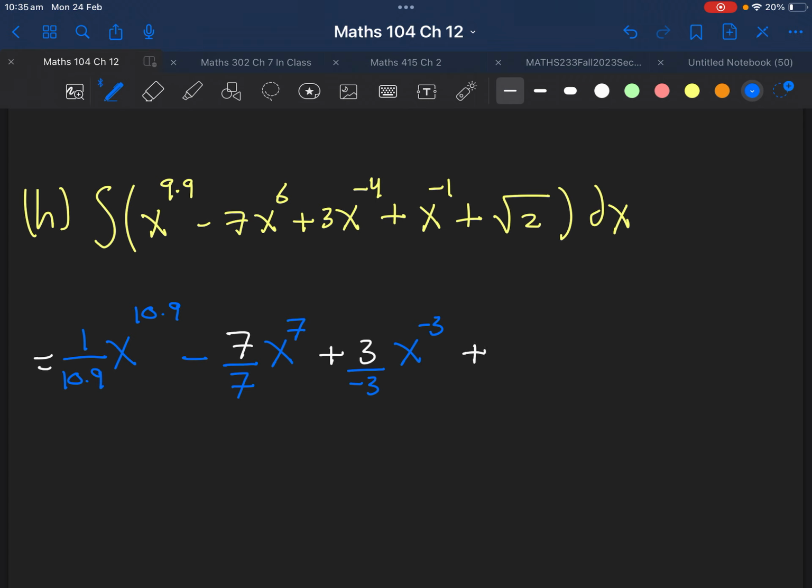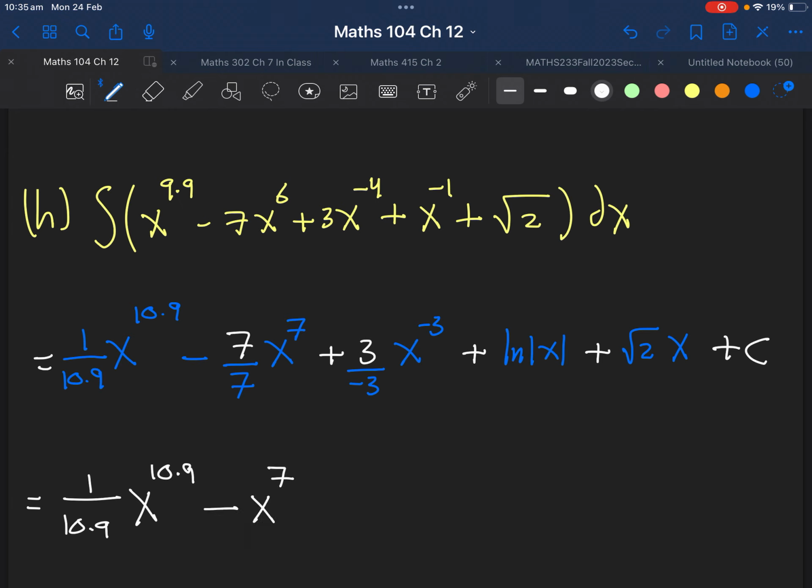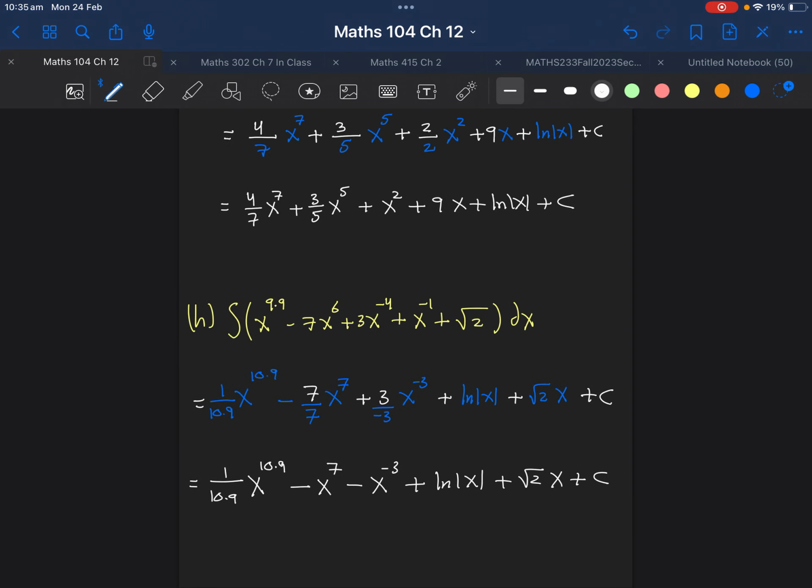Plus x negative 1, ln absolute value of x plus square root of 2, it will be just square root of 2 with x plus, of course, c. Now you can see there are many simplifications we can do, which is x^7 minus x^-3 plus ln x plus square root of 2 x plus c. And that's what we get here in part H.